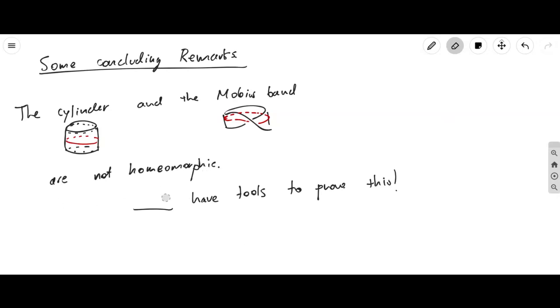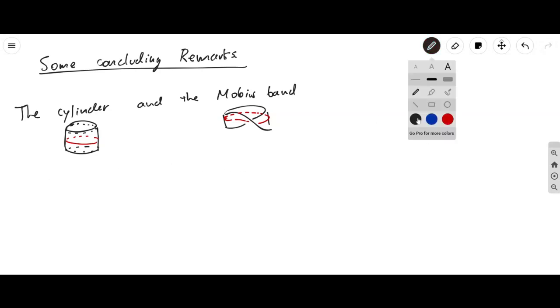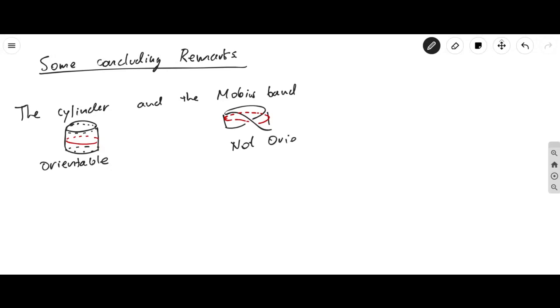Well, the idea here just comes down to this. Using orientability, you can prove this. What you would say is that the cylinder is orientable, whereas the Mobius band is not orientable.